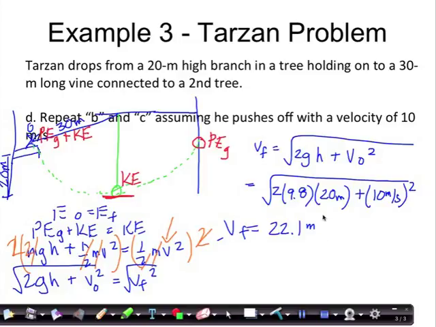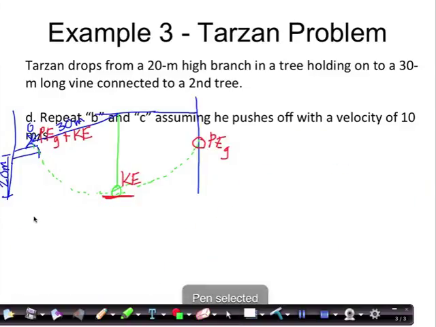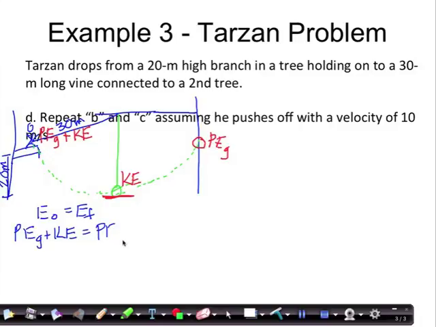meters per second. And this is faster than he was moving last time. And it makes sense. He has an initial velocity, as opposed to last time when he didn't have an initial velocity. Let's continue and let's solve for that max height as well. So this time when we're resolving for C, the max height, our energy initial and our energy final change again. So Tarzan has gravitational potential energy and kinetic energy initially, and after he only has gravitational potential energy. This is our max height we're looking for.